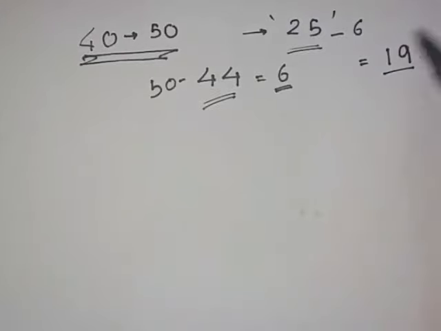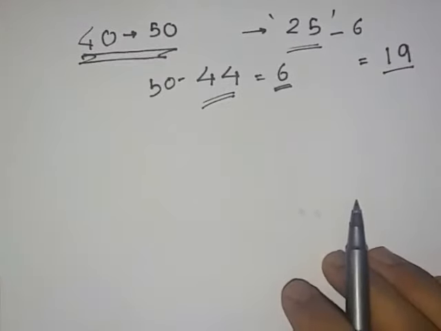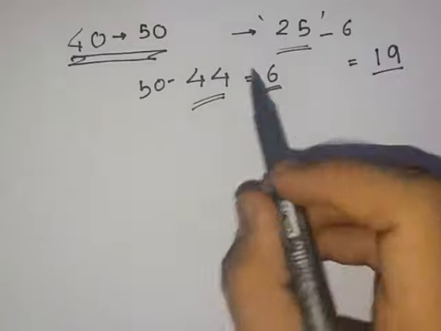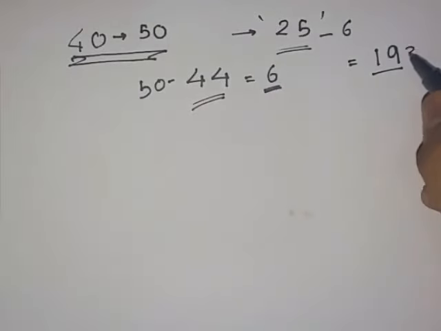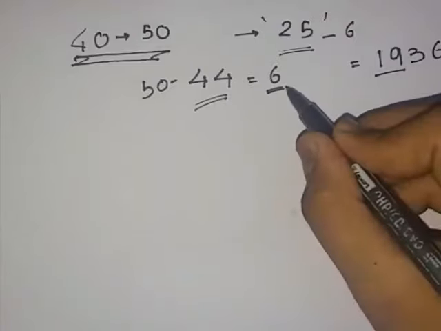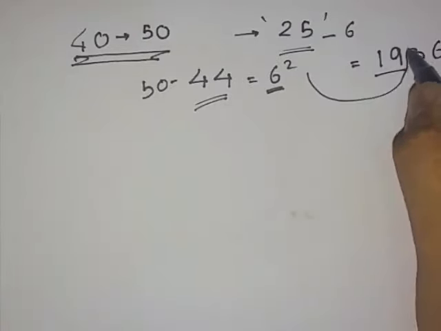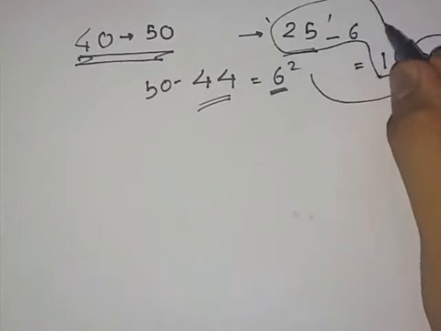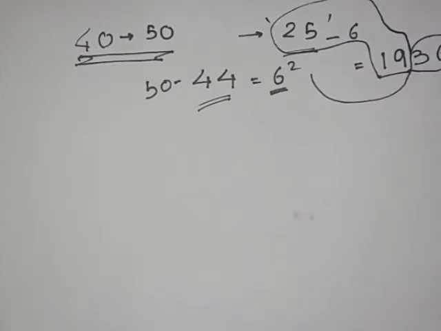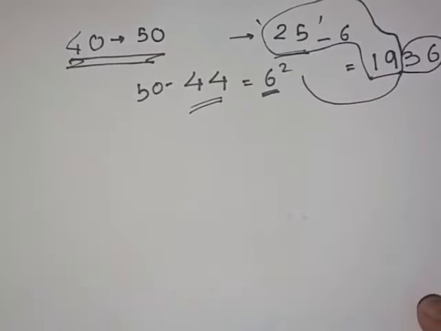Let the 19 be the first two digits. And what would be the second two digits? Come on, guess. The second two digits would be none other than the square of 6, that is 36. So it is 1936: 6 square and 19. This is all the story about 40 to 50.